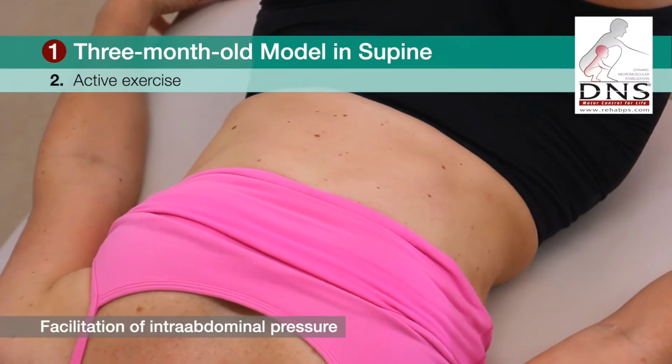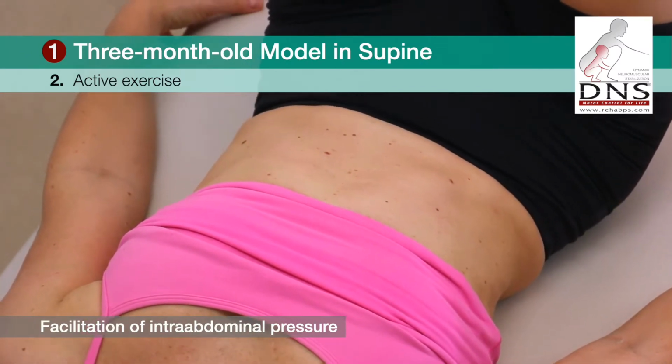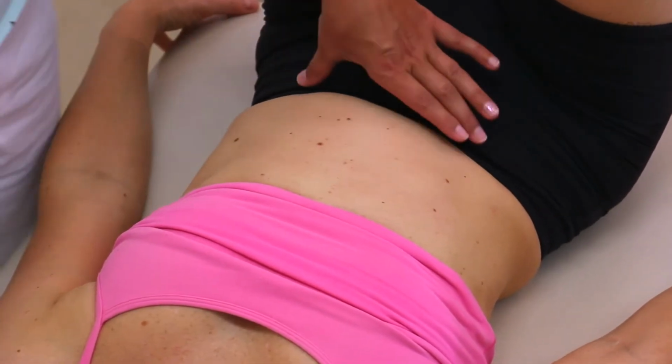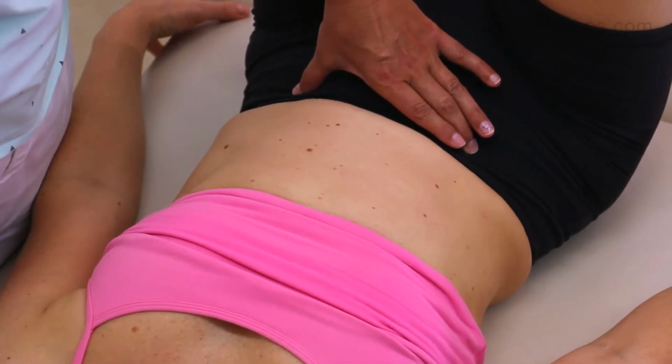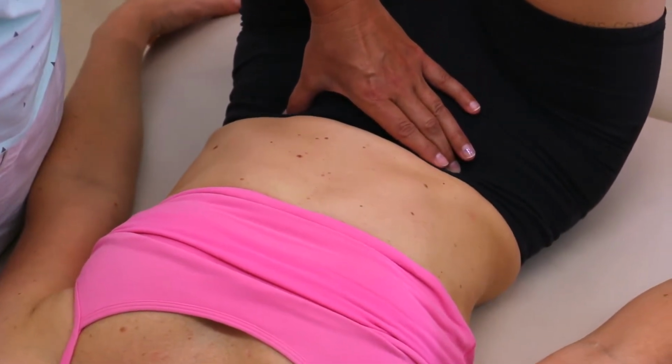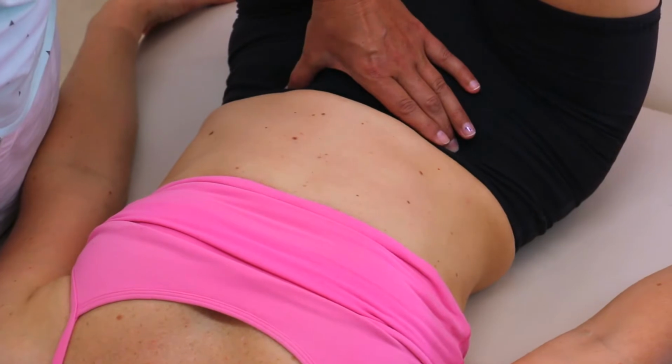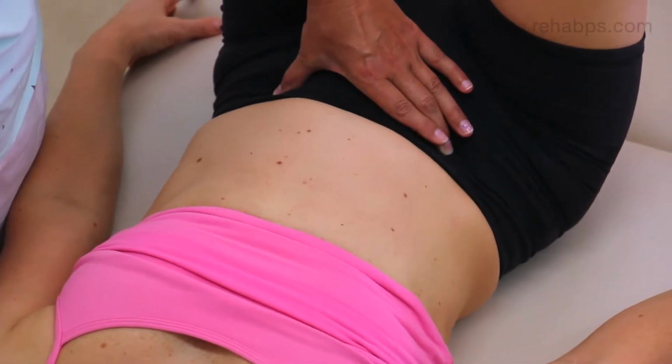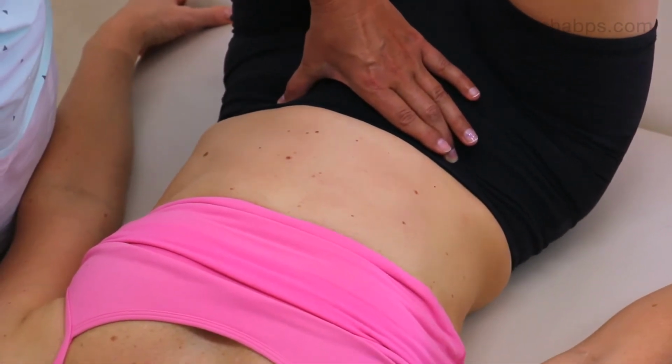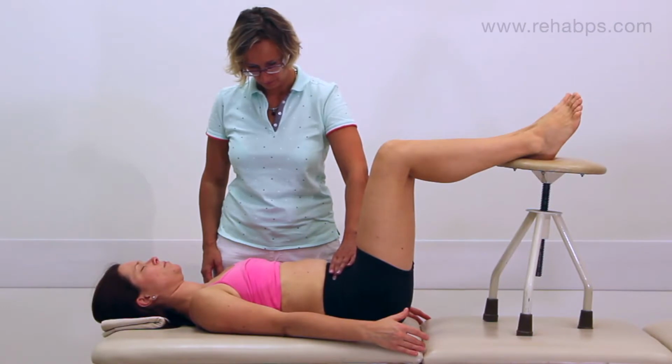After several repetitions, we can progress to facilitation of the abdominal wall, especially in the lower parts of the abdomen. The patient is asked to inhale, exhale, and during exhalation, push their abdomen against the therapist's fingers that are placed in the lower part of the abdomen.